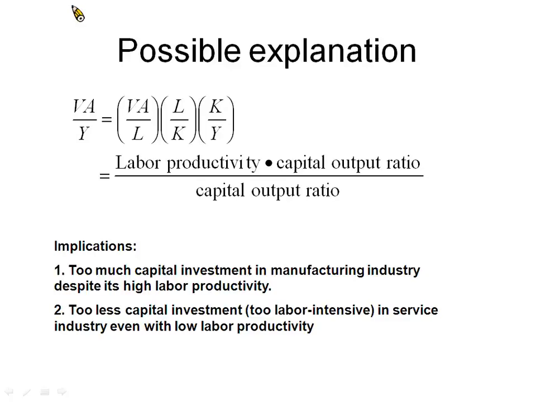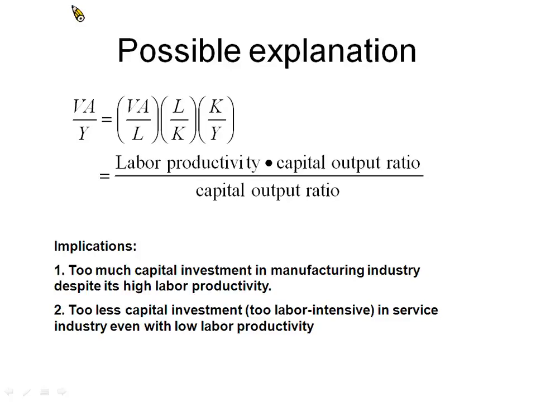Okay, and here you change this from numerator to denominator. Then actually it's a capital labor ratio, right? Oh, sorry, this is the capital labor ratio, not output ratio. Capital labor ratio, okay? And this part is actually the capital output ratio, right? So value-added rate equals labor productivity multiplied by capital output ratio divided by capital labor ratio.